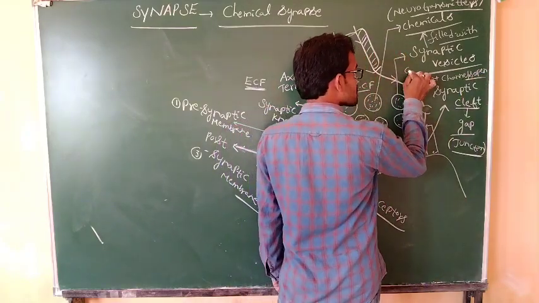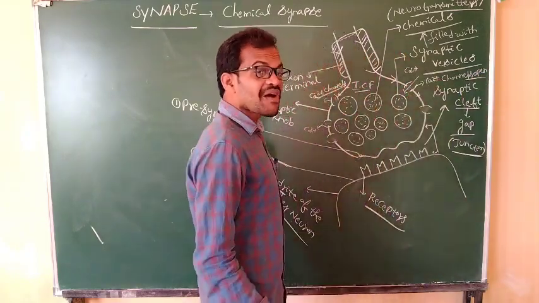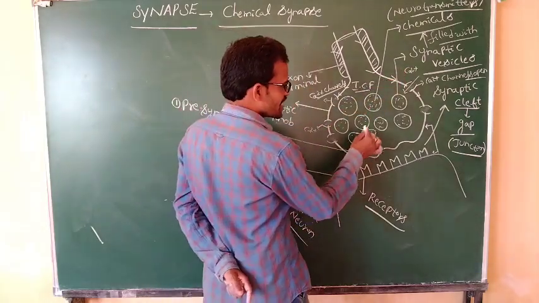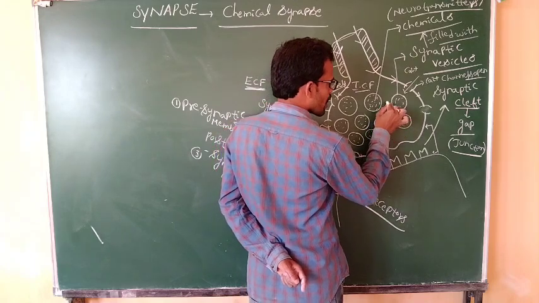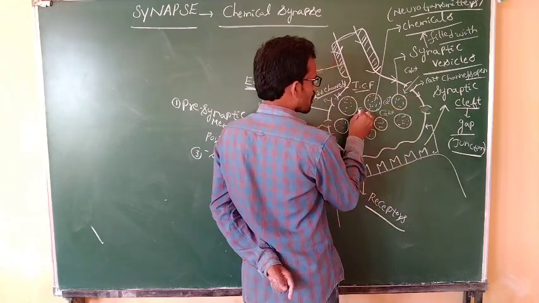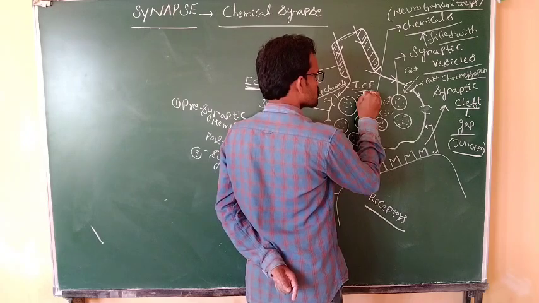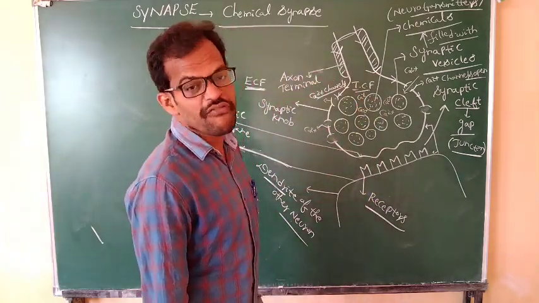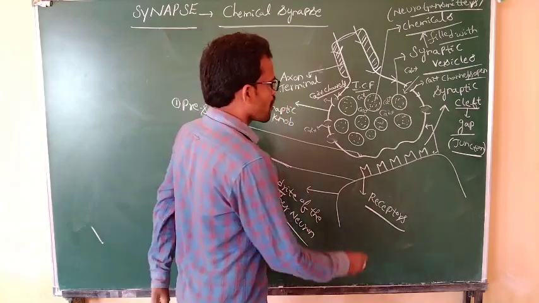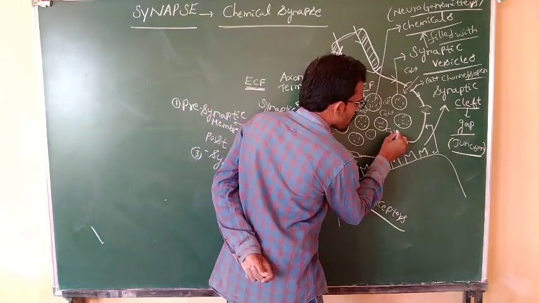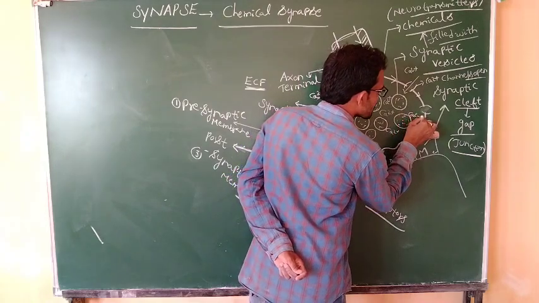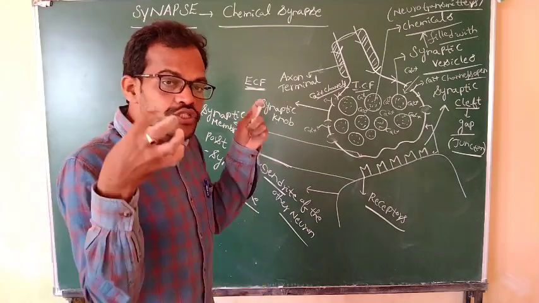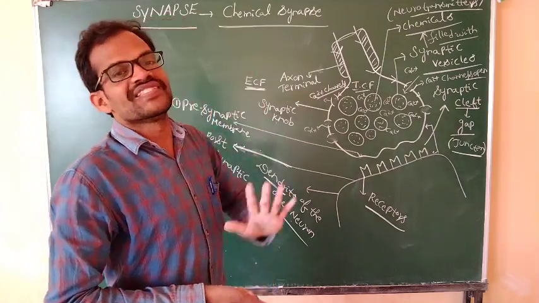Whenever the calcium channels are open, the calcium ions move from the outside to the inside. More calcium ions enter into the intracellular fluid. These calcium ions bind with, contact with, join with the synaptic vesicles.